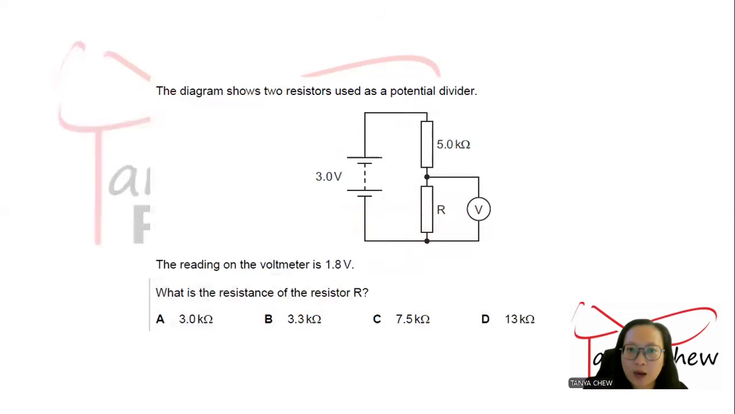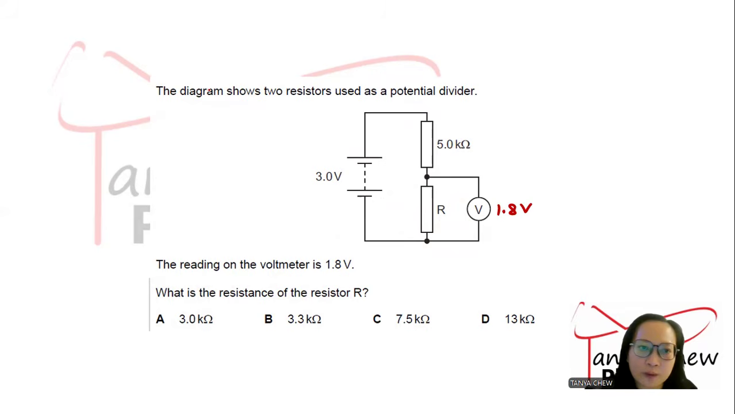Now, the next one, I am going to use the potential divider to solve it. And I want you to try this as well. Feel free to pause the video and use the potential divider to solve it. It really saves your time. So the diagram shows two resistors used as a potential divider. The reading on the voltmeter is 1.8 volt. What is the resistance of resistor R?